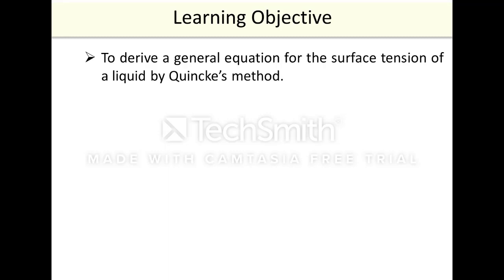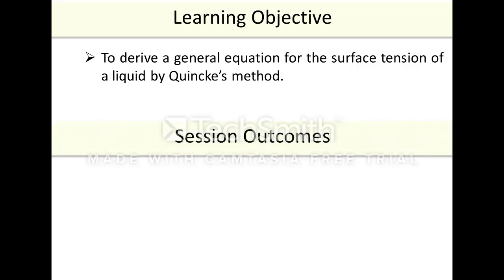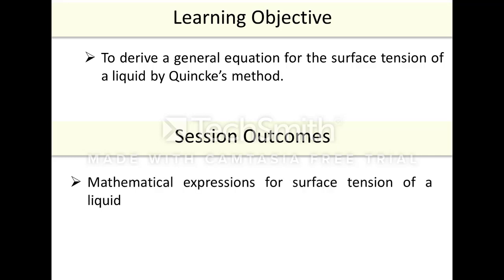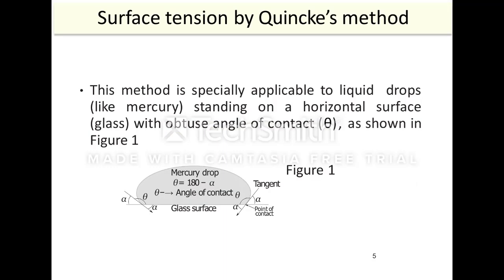Learning objective: to derive a general equation for the surface tension of a liquid by Quincke's method. Session outcomes: mathematical expressions for surface tension of a liquid involving the angle of contact, and without involving the angle of contact. Surface tension by Quincke's method.